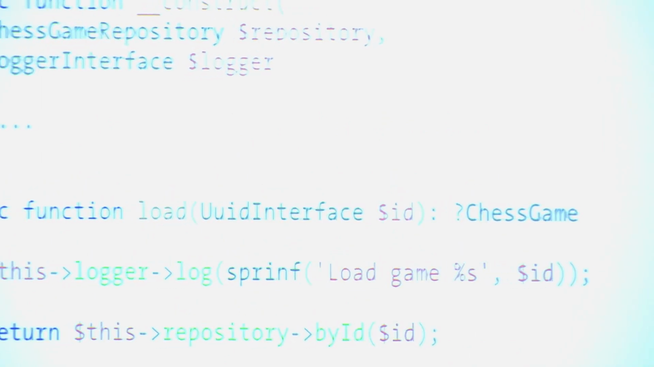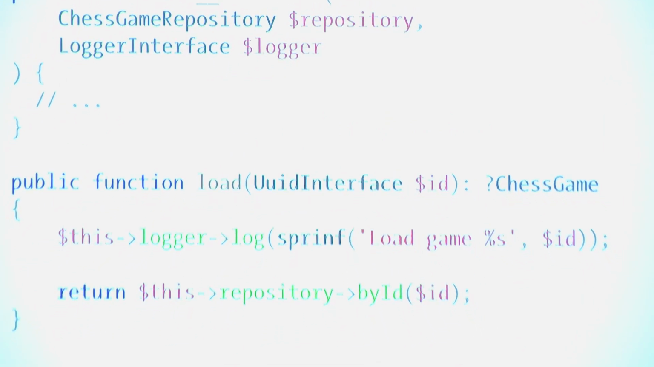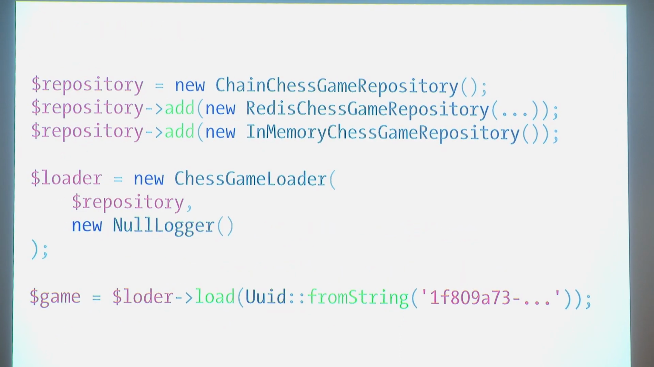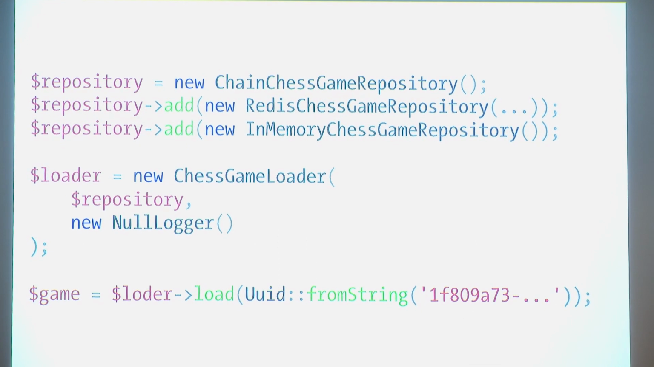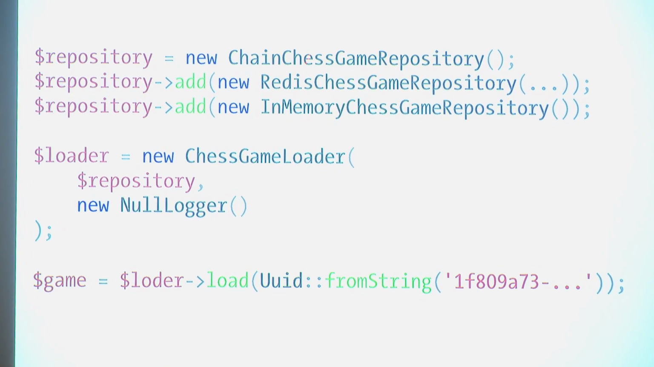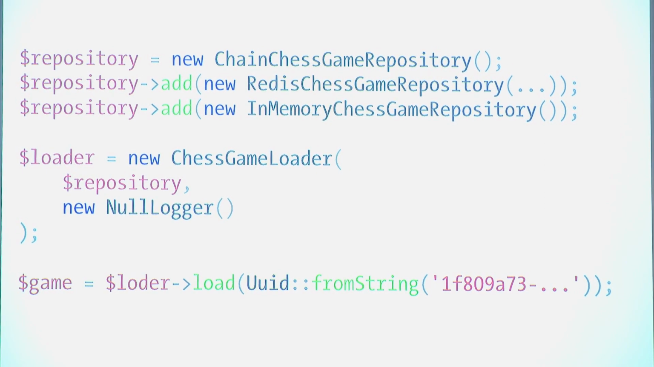So in the end, I can simplify my chess game loader class. Instead of injecting two concrete repository objects like Redis and in-memory or database, whatever, I will type-hint against the chess game repository interface. And this way, I can inject either an in-memory chess game repository or a Redis chess game repository, or even better, my chain chess game repository. And in the end, we just have one method call here on the repository. So with this single interface, my chess game repository interface, now I have three different implementations, two concrete single implementations, and one which is a chain, or a composite object of repositories. And that's an example of making object composition.